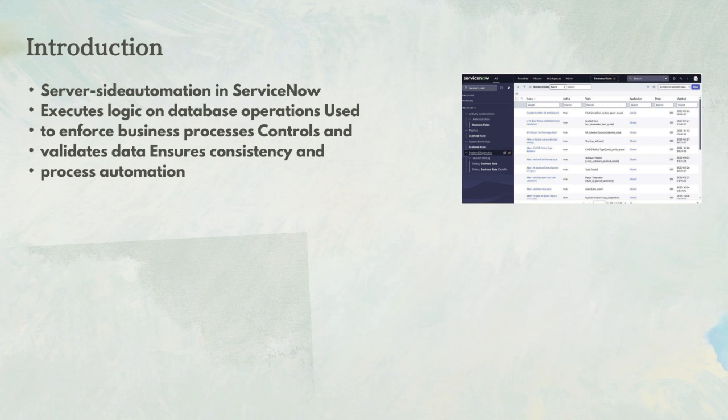By doing this, we promote consistency across the system, so everyone is working with the same reliable information. Plus, automation streamlines workflows, reducing manual effort and minimizing errors. Overall, server-side automation is a powerful way to maintain data integrity and keep processes running smoothly without constant human oversight. This concept ties directly into our overall theme of leveraging ServiceNow to create efficient, automated IT service management.